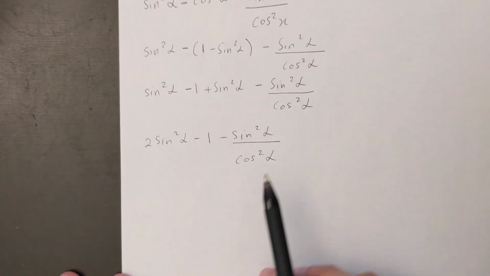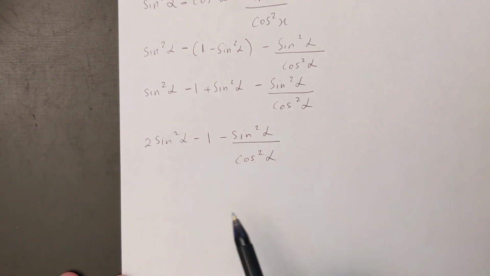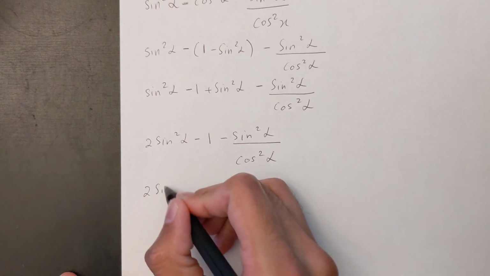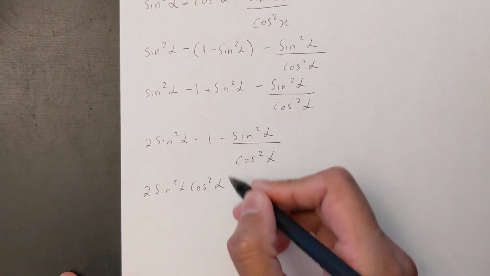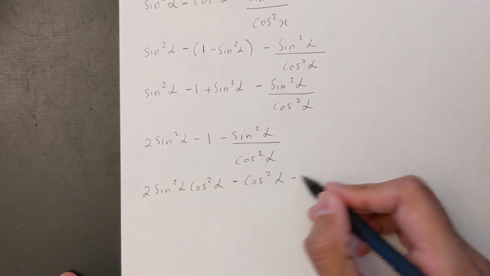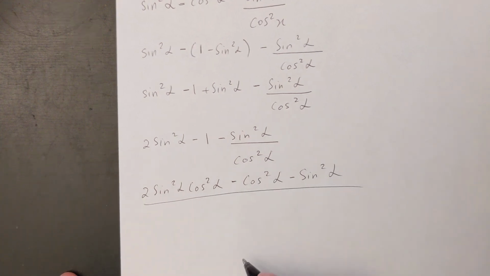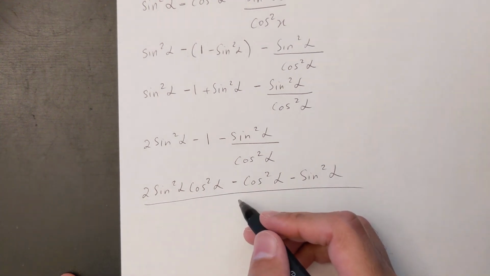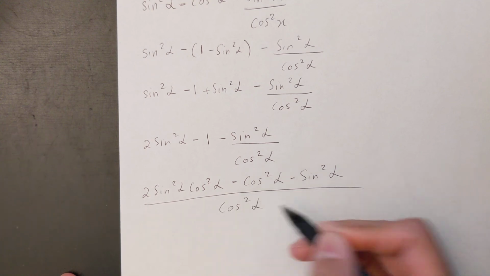It's going to make things a lot easier. I'm going to multiply the top and bottom here by cos square alpha. Same with this. Now I have my common denominator of cos square alpha.